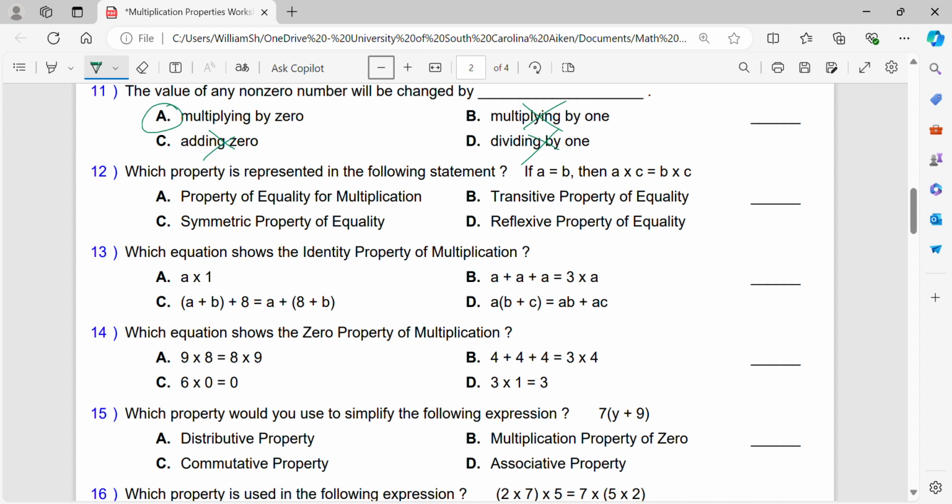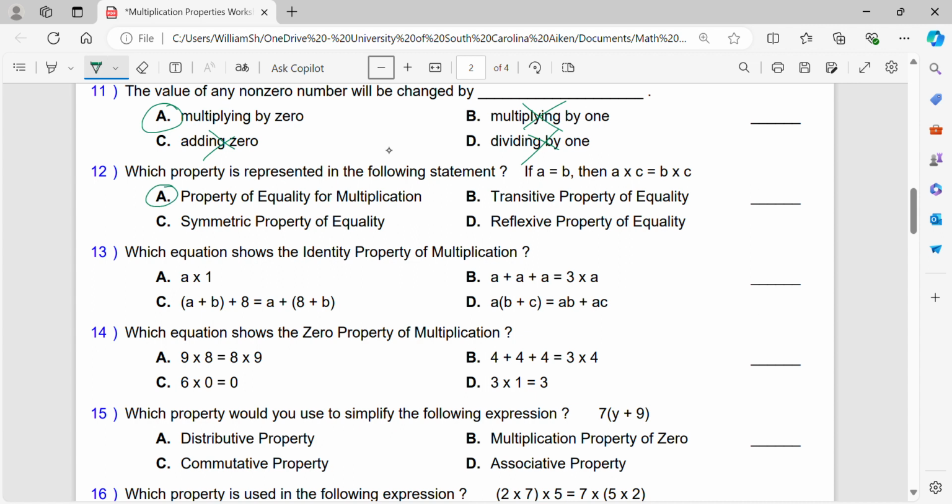Okay. Number 12. Which property is represented by the following statement? If A equals B, then A times C equals B times C. If we look at it, A says property of equality for multiplication. B says transitive property of equality. C says symmetric property of equality. And D says reflexive property of equality. It's A. It's just a simple property of equality.